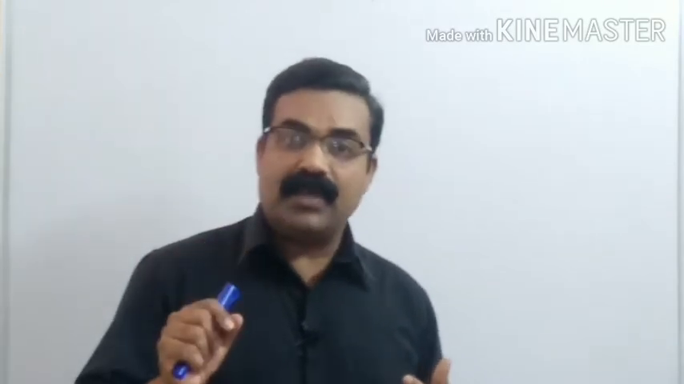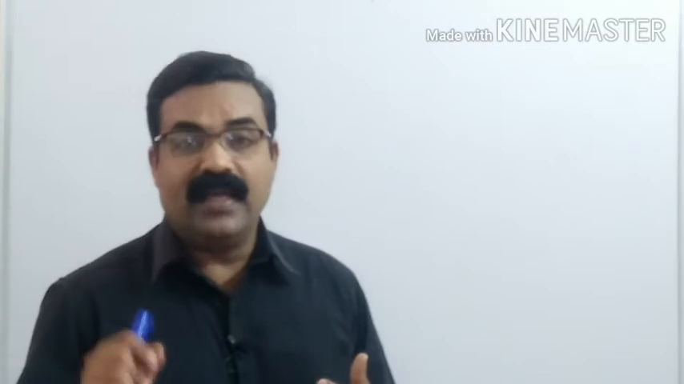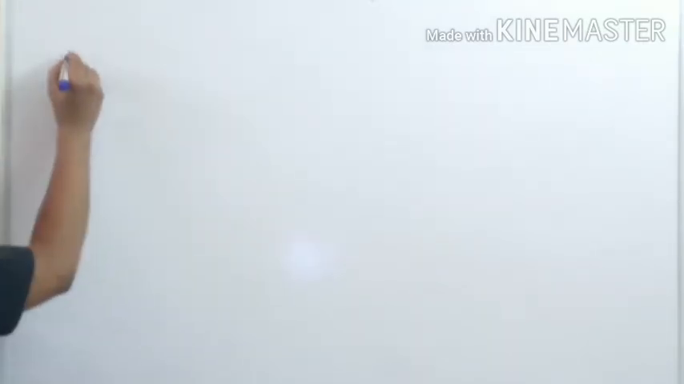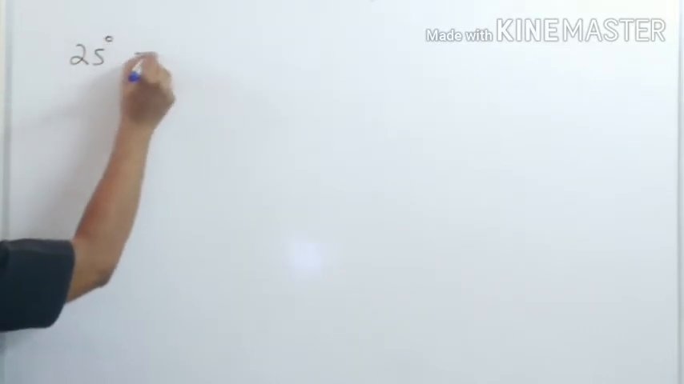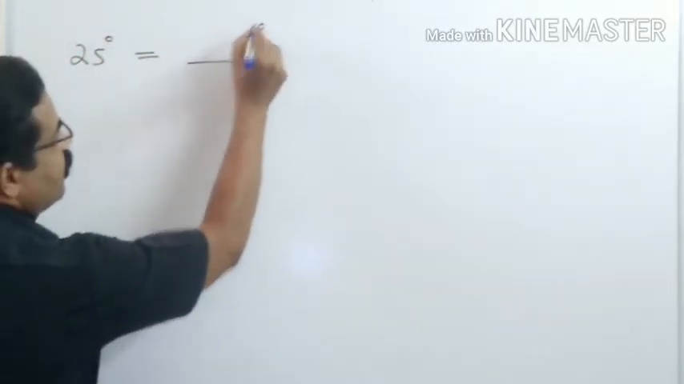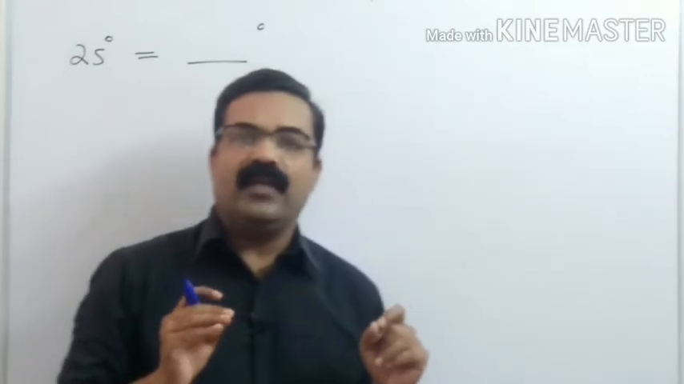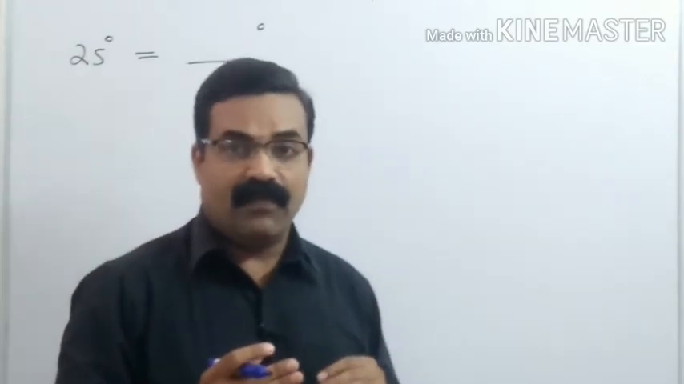The first question is: find the radian measure corresponding to the following degree measures. The first part is 25 degree. So we have to convert this 25 degree into radian measure. That is what we have to do.